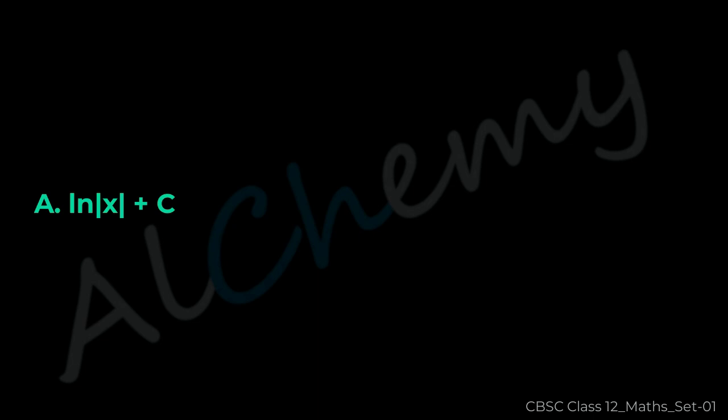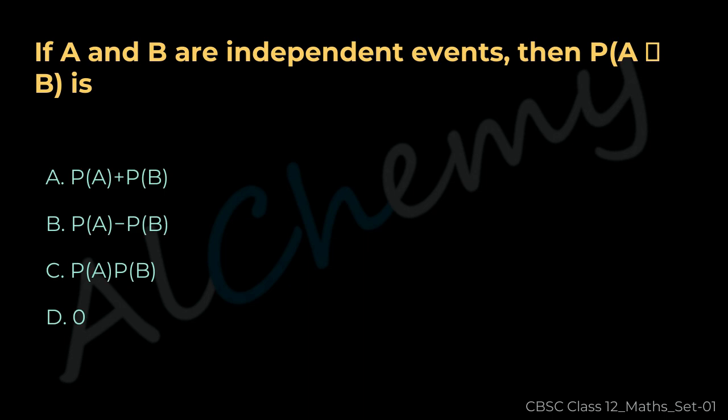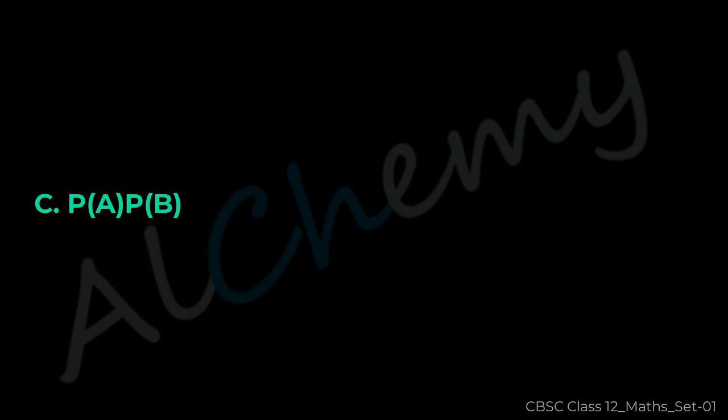The correct answer is A, ln absolute value of x plus C. Question 45. If A and B are independent events, then P(A and B) is: A: P(A) plus P(B), B: P(A) minus P(B), C: P(A) times P(B), D: 0. The correct answer is C, P(A) times P(B).